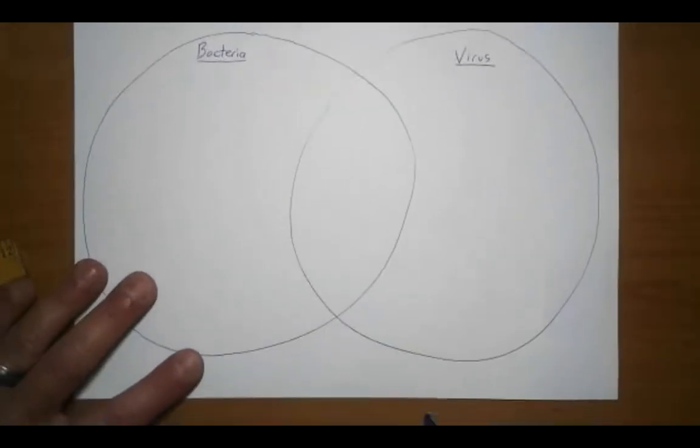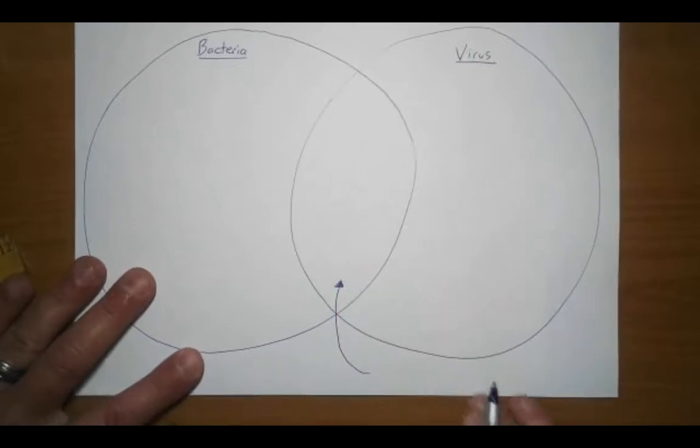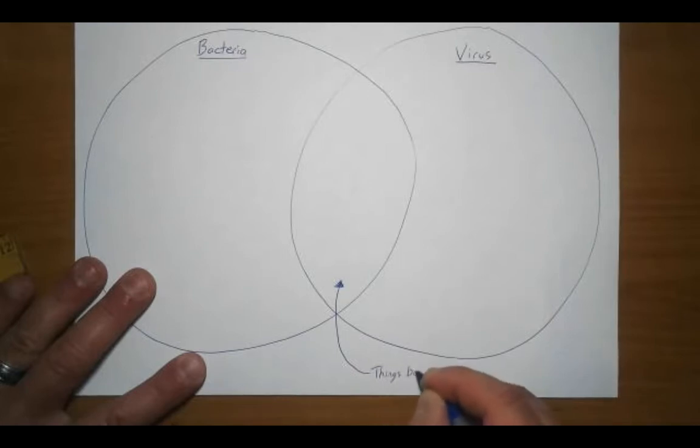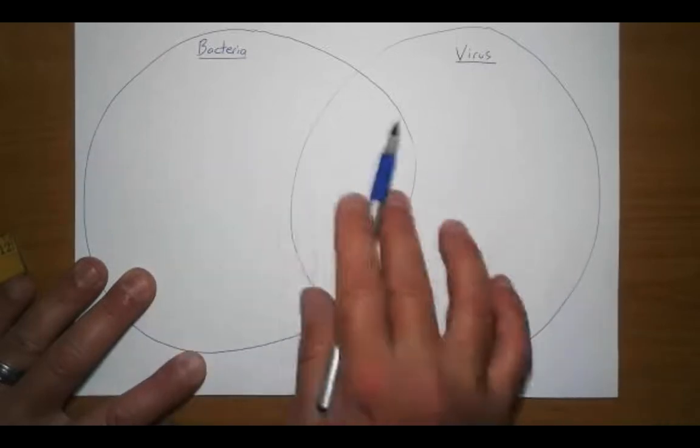So what goes in here, you don't have to add this, but this is for your knowledge. What goes in here is things both viruses and bacteria both have or both do. Okay. A little cloud around that. Bottom of the page. So if it's something that is in bacteria and is in a virus, you should put it here.